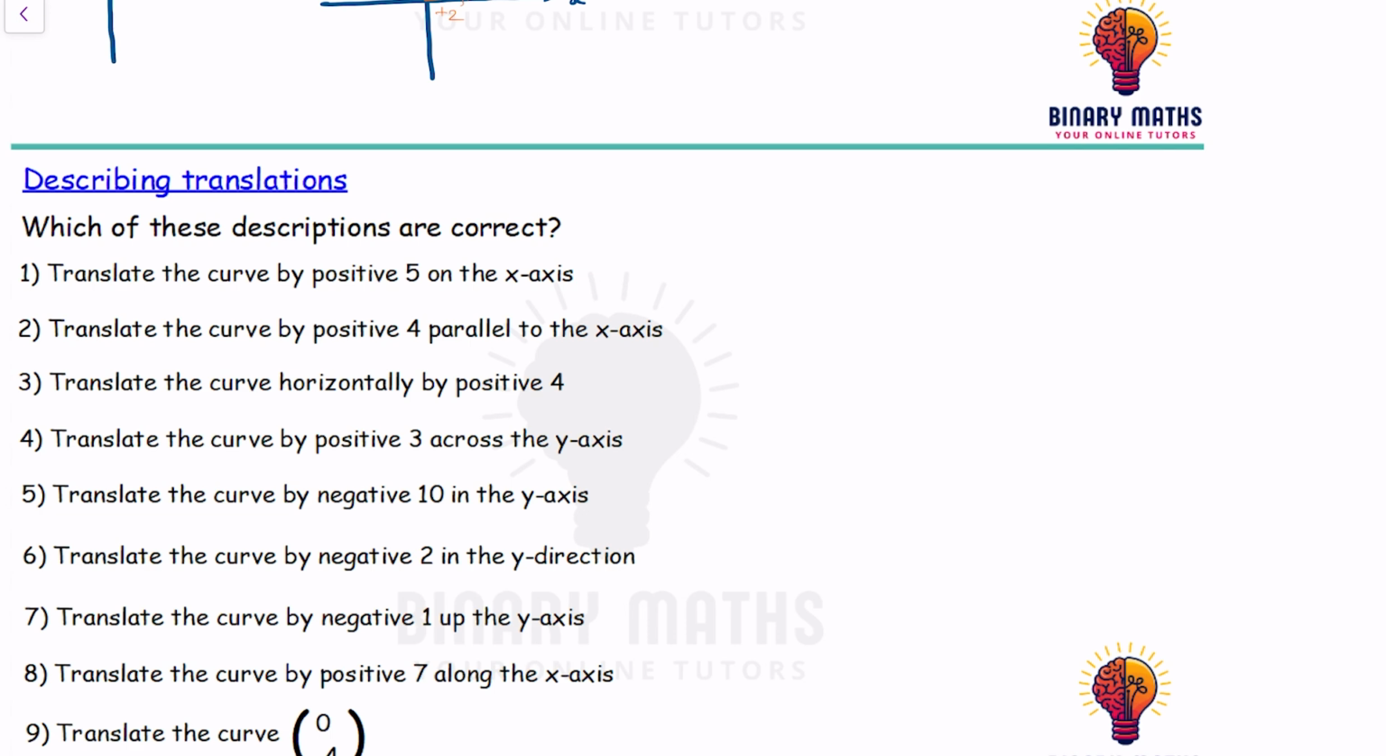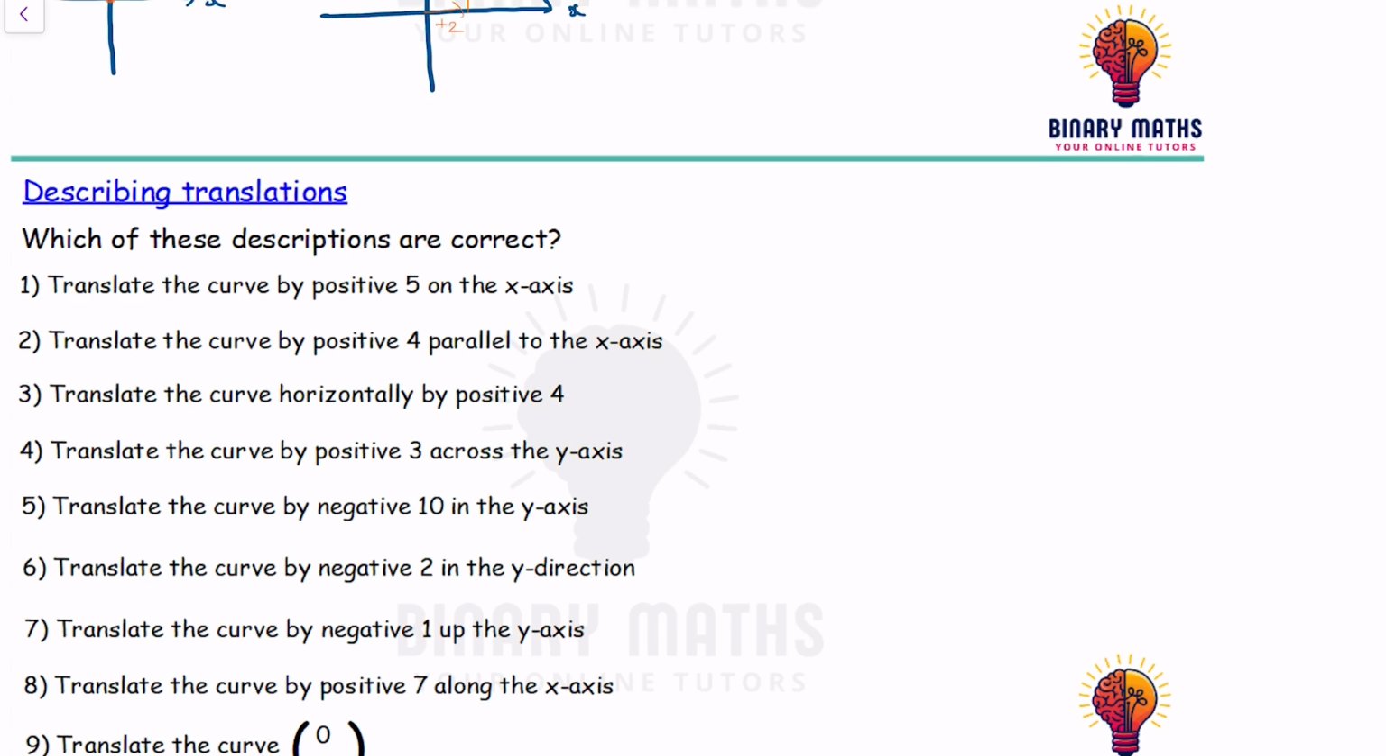Okay, translate the curve by positive 5 on the x-axis. Anywhere where you may mention the x-axis, straight away it's a cross. It doesn't work out because it's not just the x-axis that's moving, it's more than that, yeah? So this is wrong. So I would say no.